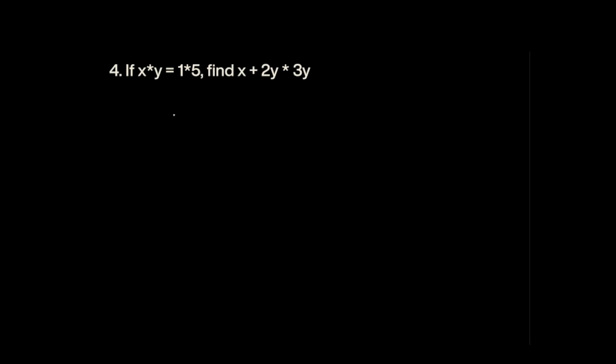So here comes the next question, and that's question number 4. If x operation y equals 1 operation 5, find x plus 2y operation 3y. So how do we go about that? Very simple. We look into this. So when you look at this now, you're having x plus 2y operation 3y. So let's look for what the value of 2y operation 3y will be.